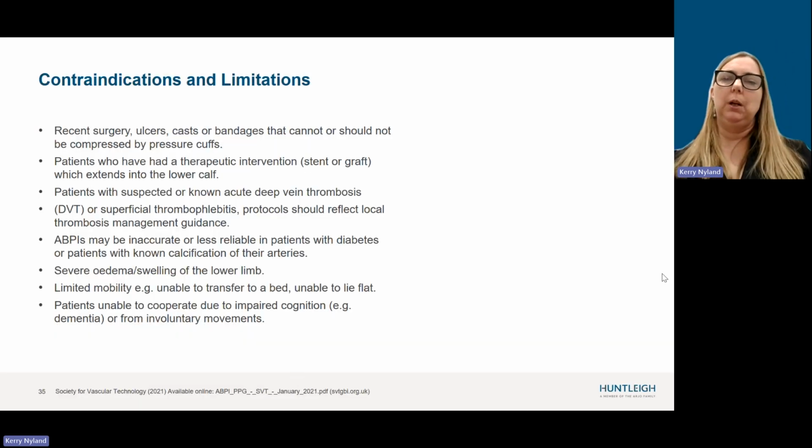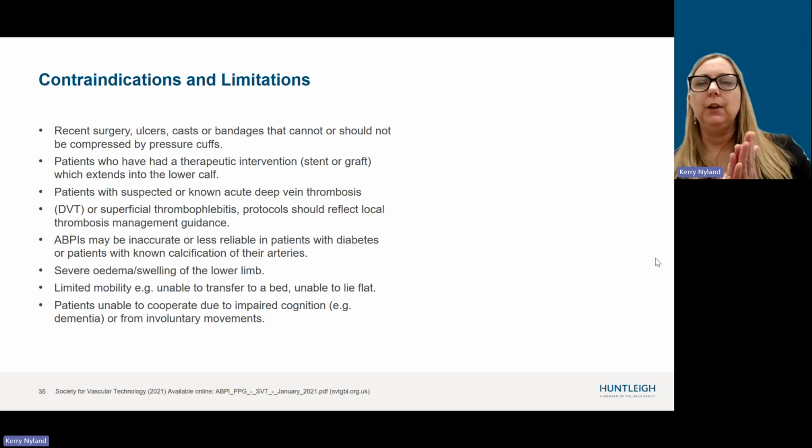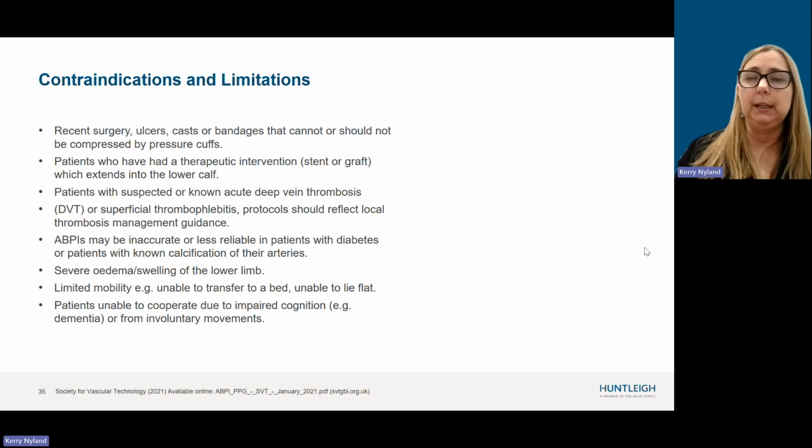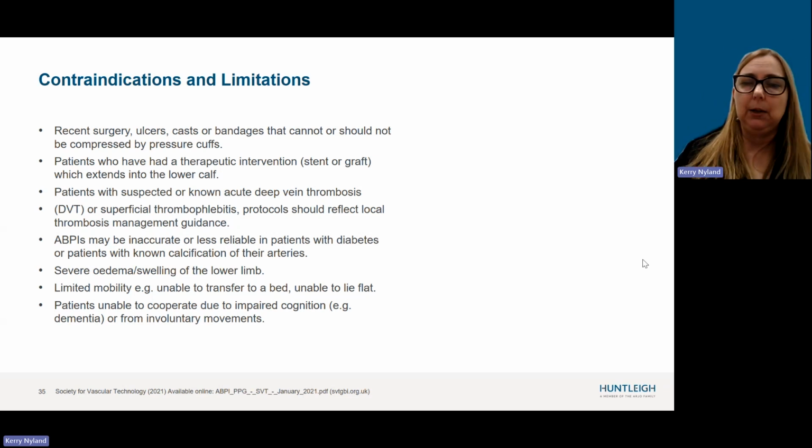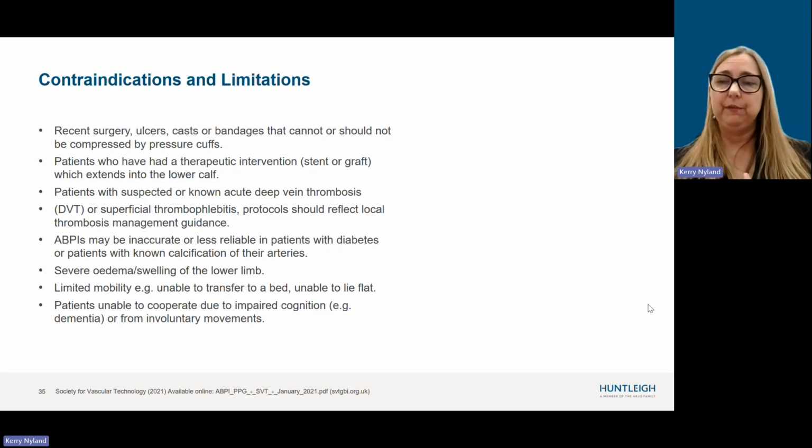Okay, so just as we draw to a close, just a few cautions with ABPI. Firstly, it sounds really obvious, but ask your patient, is there any reason why you can't apply a blood pressure cuff? Let them guide you. An obvious contraindication is acute DVT. However, once your patient's anticoagulated and they're ambulatory, you can do an ABPI. It may be the case that you do need to assess them for stockings. If there's severe edema, consider the fragility of the skin. Would applying a cuff cause more damage? And patients with impaired cognition and involuntary movements could make it very difficult to do an ABPI.